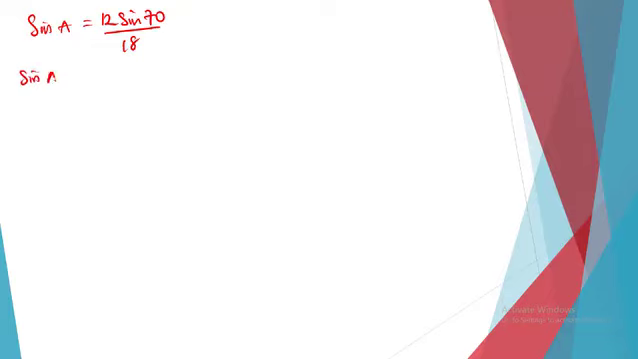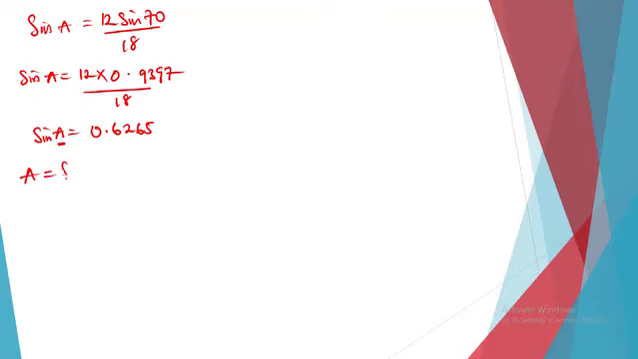Sine A is equal to 12 times, what's the value of sine 70? Sine 70 is 0.9397, all over 18. Is that correct? So 12 times 0.9397 divided by 18 will give us sine A equal to 0.6265. Cross check what we are doing to check if you get the same answer. Now, to get the value of A, we then have A equal to sine inverse.